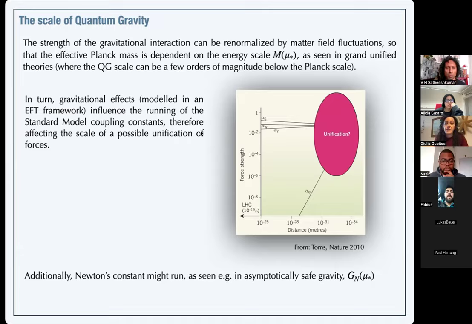There are, but something that has been found is that if you include effects of gravity within an effective field theory framework, for example, to study the running of standard model couplings, then the scale where unification may happen changes. So we do know that gravity and quantum field theory, which is the modern realization of quantum theory, we do know that they affect each other.